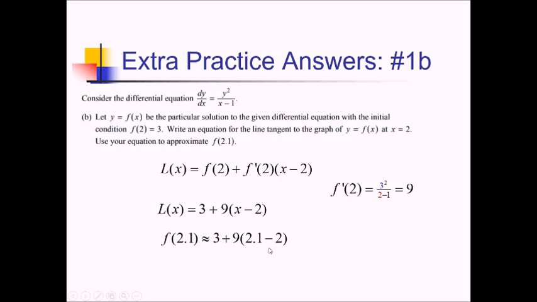But if I wanted to simplify a little bit, 2.1 minus 2 is 0.1, times 9 is 0.9, so we have 3 plus 0.9, which comes out to 3.9.